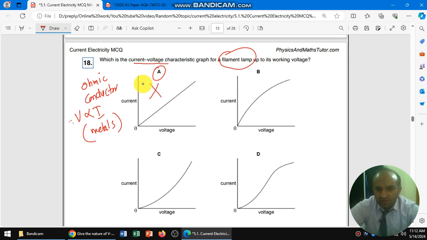So B, graph B, is for the filament lamp, because the filament of a light bulb is non-ohmic, meaning the graph is not a straight line. So this is a non-ohmic conductor, a non-ohmic material.